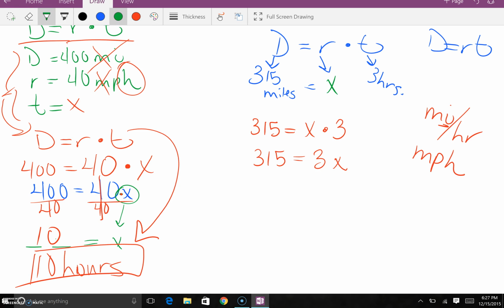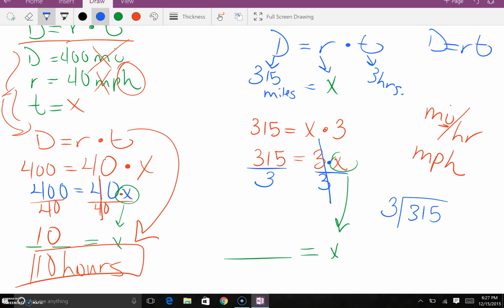Let's rewrite that in our proper manner of 315 equals 3x. And now in this case, we want to isolate the variable. We want the x to be by itself and the numbers to be on the other side. To do that, I have to perform the opposite of this operation that's with my variable. That says 3 times x, so I'm going to divide both sides by 3 to isolate that x. In this case, 315 divided by 3. I'm going to use a little bit of workspace to solve this.